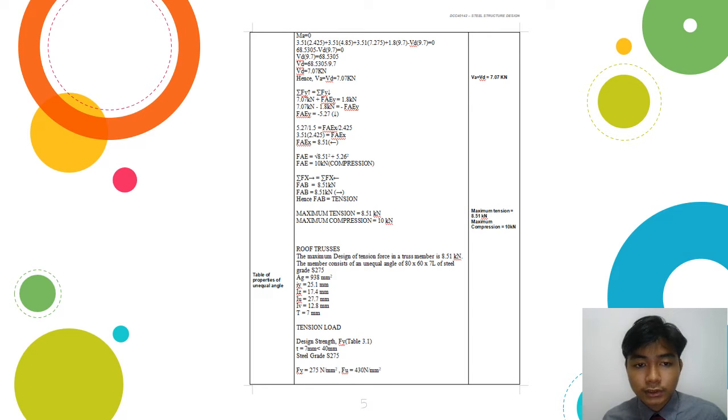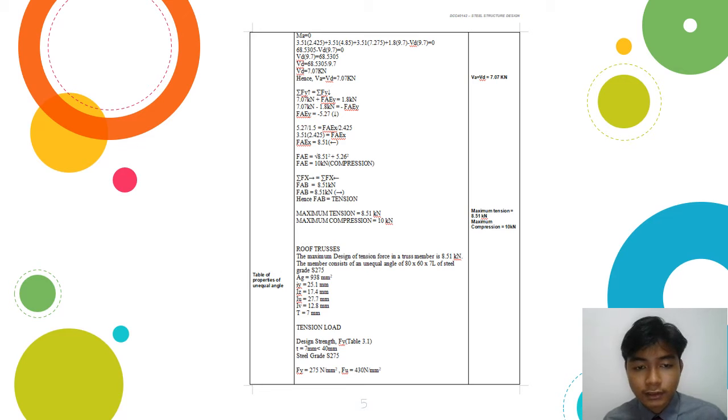So we use the formula for Pythagoras theorem, if I'm not mistaken. So the FAE is 10 kilonewton. So the 10 kilonewton is compression.